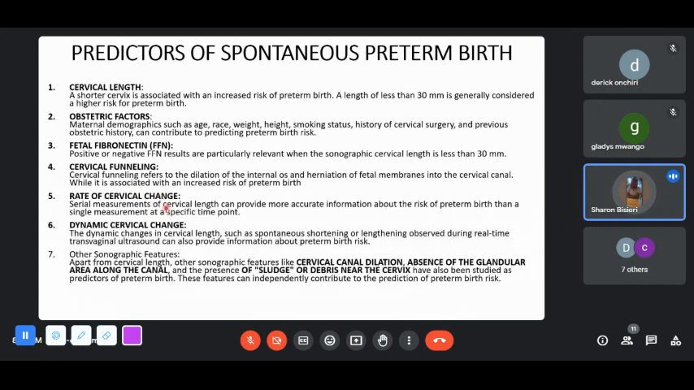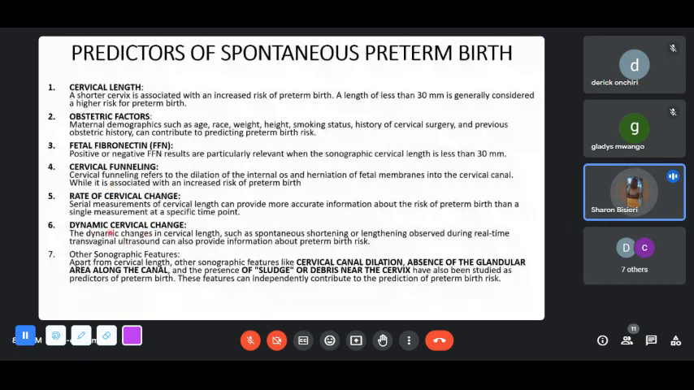Something else is the rate of cervical change. This is obtained on different visits. Let's say the patient is being seen 2 weeks apart, and you take the cervical measurements in these different visits, and you can see that the measurements are reducing with every single visit. If that is occurring and the patient is far from term, then it's a high indicator that your patient might undergo preterm delivery.